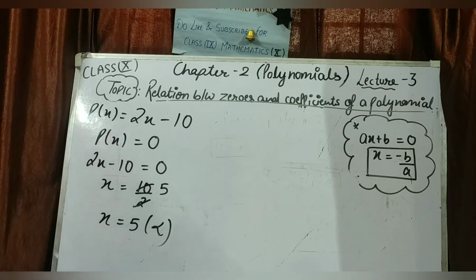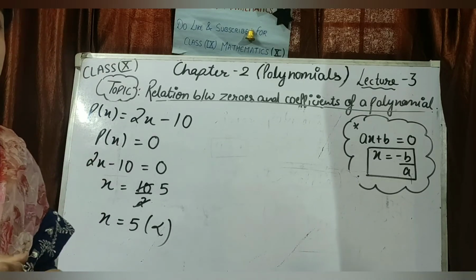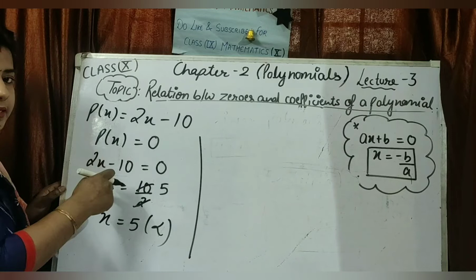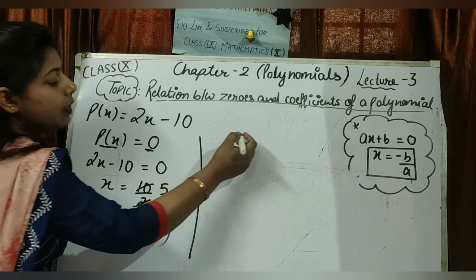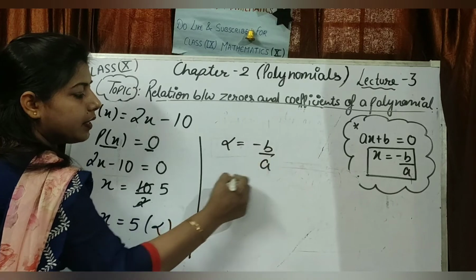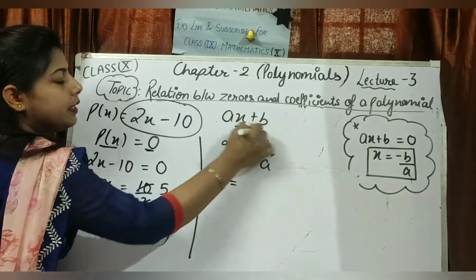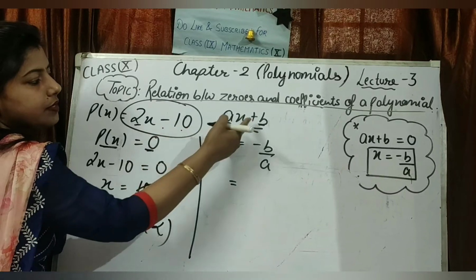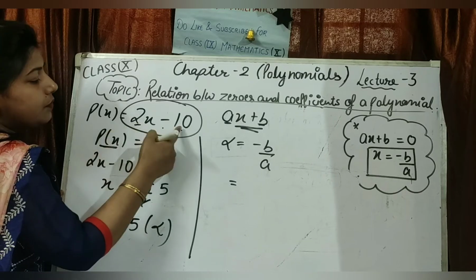We already discussed the relation between zeros and coefficients: alpha is equal to minus b upon a. So let's check now in another way. I have calculated by equating this polynomial to 0. Now according to that relationship, alpha is equal to minus b upon a. Compare it with ax plus b. What is the value of a here? It is 2, and the value of b is minus 10, because we need to consider the sign. So the value of a is 2 and the value of b is minus 10.